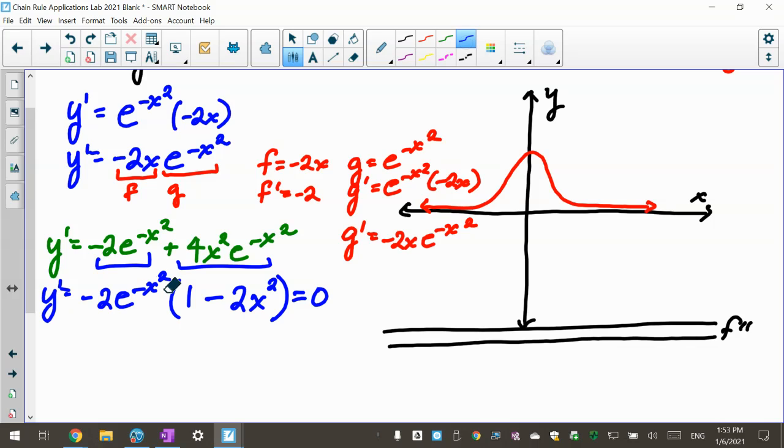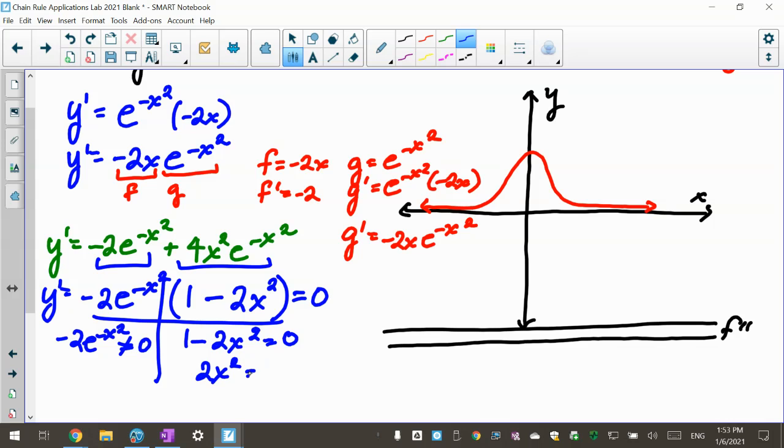All right, so now I'm going to make my big T, if you will. Well, negative 2e to the negative x squared will never equal 0 because it's an exponential function, and there's a horizontal tangent line at the x-axis, so that's just nice to know. So then I'm just focusing on this. Put this equal to 0, and then I start solving it.